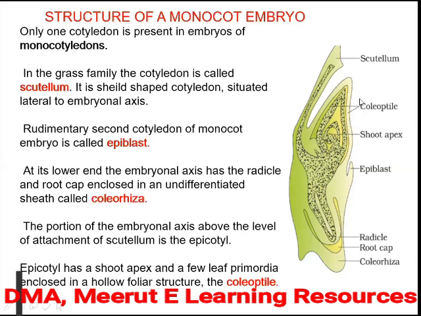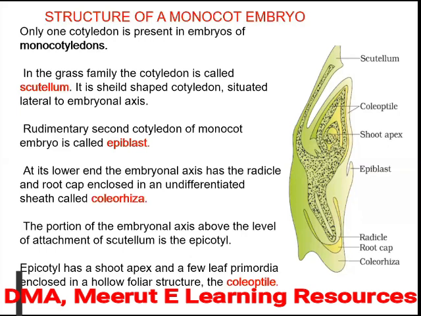Got it? So in this way, here we can see that only one cotyledon is present, which is called the scutellum. And the scutellum here is shield shaped, situated lateral to the embryonal axis. There is one more cotyledon seen in monocots, but that is not functional. That is rudimentary, and that we call epiblast.